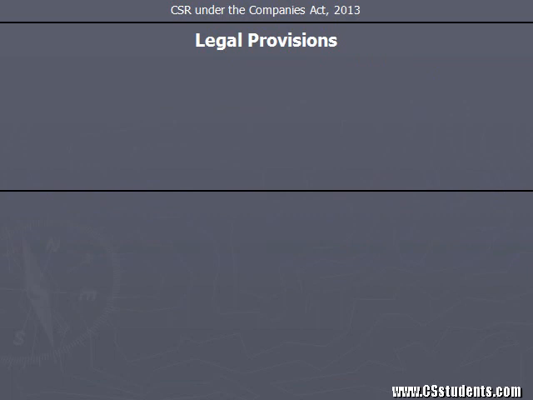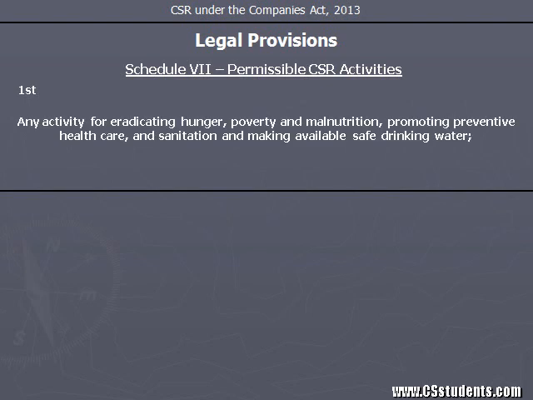Now, we would discuss what all activities are covered under Schedule 7. Schedule 7 of the Act provides a list of various CSR activities. The schedule was amended once to add additional activities. The company falling within the ambit of CSR can undertake any of these activities to fulfill its obligation under CSR provisions. So, the first is any activity for eradicating hunger, poverty, and malnutrition, promoting preventive health care and sanitation, and making available safe drinking water.